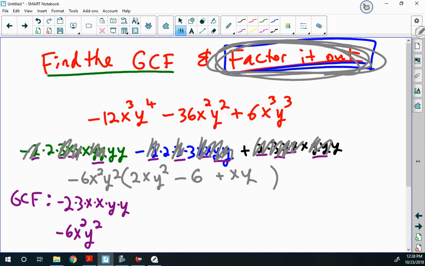There's still 3 y's left? Where? 2 in the green and 1 in the black? The blue ones are all gone. There's 1 black one left, right? I just forgot to cover them up. What do you think of finding the GCF? What do you think of factoring out the GCF?